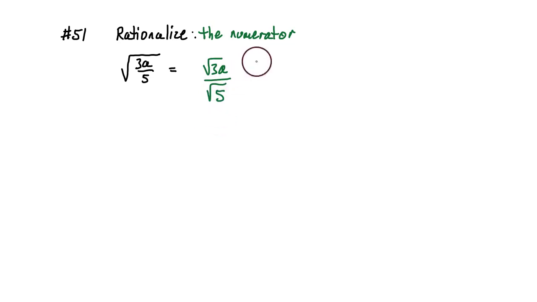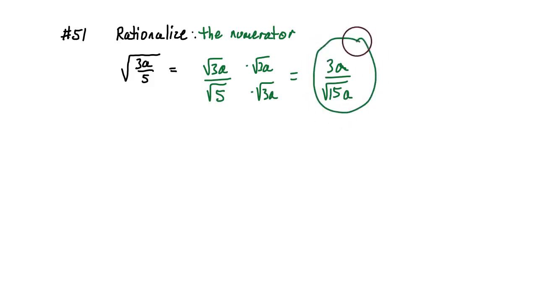Now let's rationalize the numerator by multiplying by square root of 3a on the top and on the bottom. The square root of 3a times the square root of 3a makes 3a. And in the bottom we have the square root of 15a. Here is the answer where it's the numerator that's been rationalized.